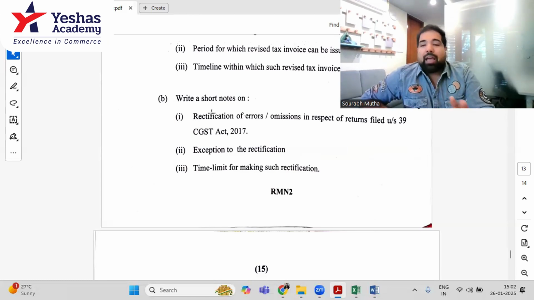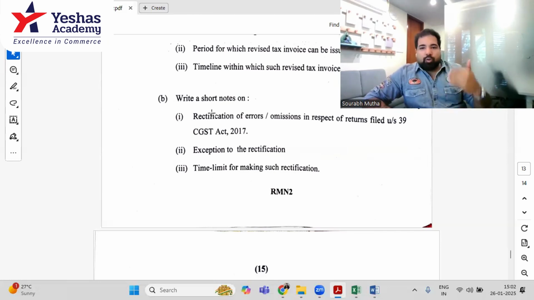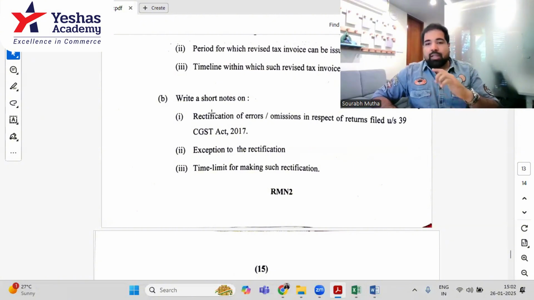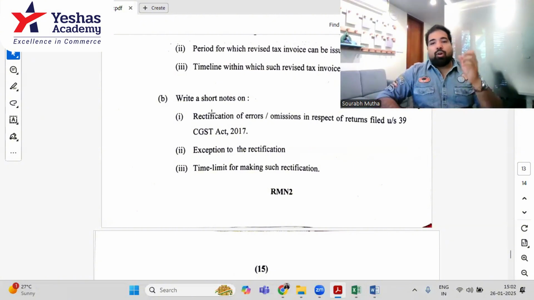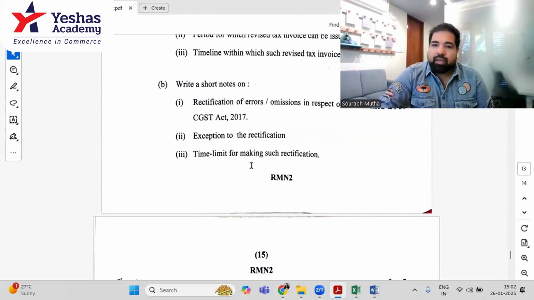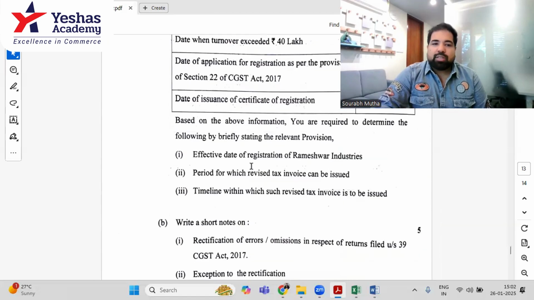That is the exception. And what is the time limit for this? So if I forgot to do something today, can I do it after 7 years? They say no, the shortcut is NA. That is next year's 30th November or annual return filing date, whichever is earlier. That is the due date by when these errors or omissions can be included. That's your question number 7B.